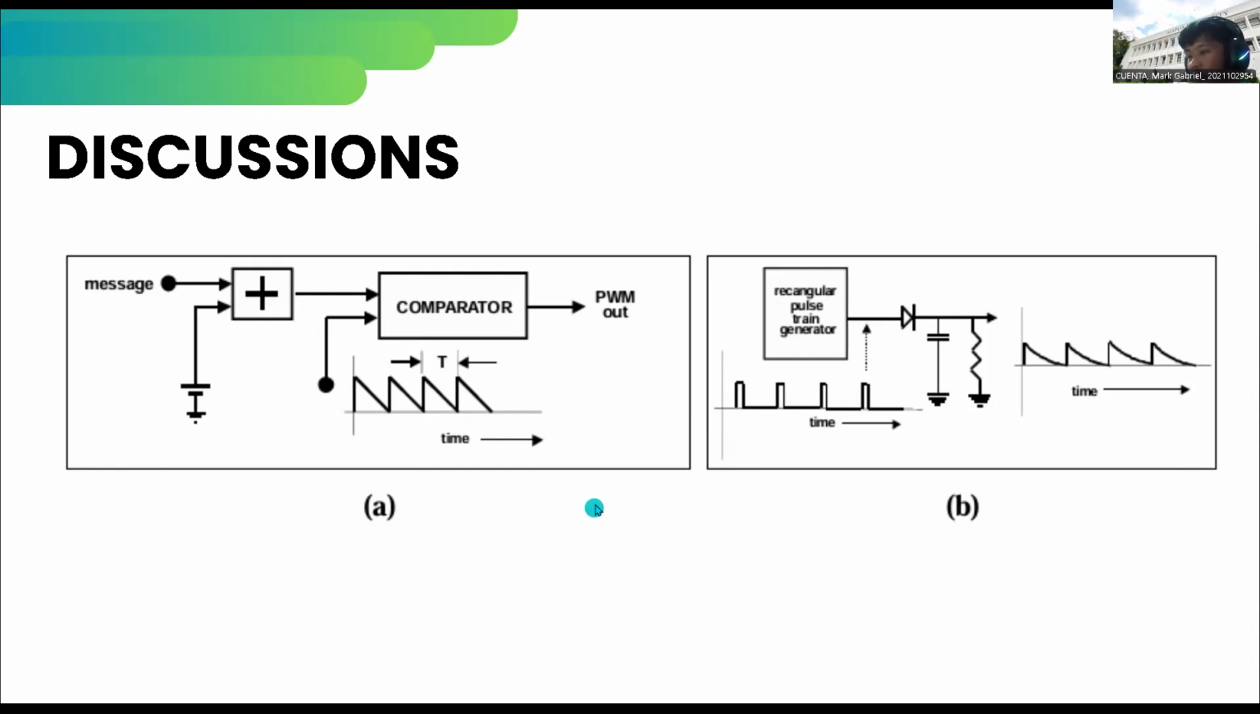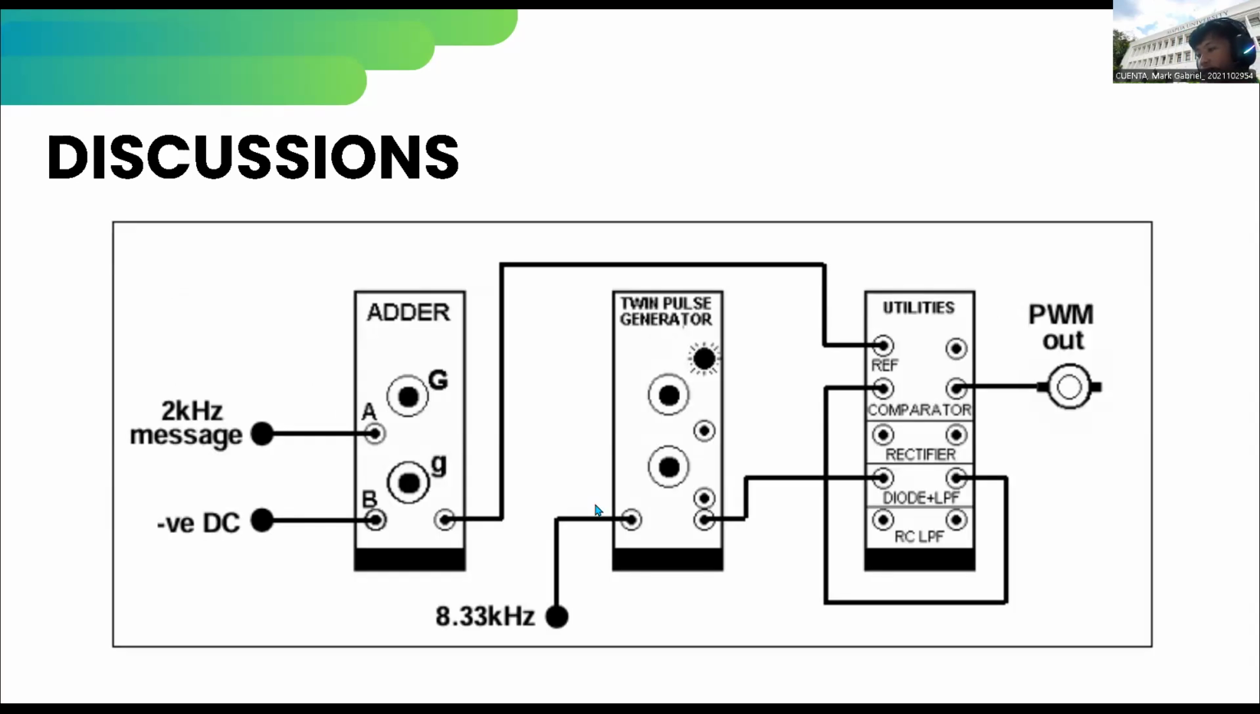Moving on to the circuit. This PWM generator circuit combines a 2 kHz message signal with a negative DC offset in an adder. It then compares this combined signal against an 8.33 kHz carrier from a twin pulse generator using a comparator to produce the pulse width modulated output. The DC offset is first adjusted to 0 message amplitude to maximize the linear pulse width range before recentering it. Then the message signal is reintroduced to create the final PWM signal.